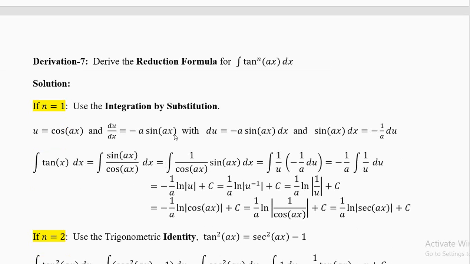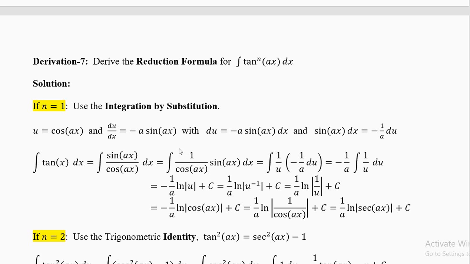Now let's look at some other new thing. Now derive the reduction formula tan power n ax. Now if n equal to 1, then we use the substitution u equal to cosine, and du by dx equal to minus a sine ax, and du equal to minus a sine ax dx. Sine ax dx equal to minus 1 over a du. Now tangent is sine over cosine. Derivative of cosine is sine, so we put u equal to cosine x. Derivative of cosine is minus sine, but that minus is taken care of, so we do not emphasize it while speaking about it.